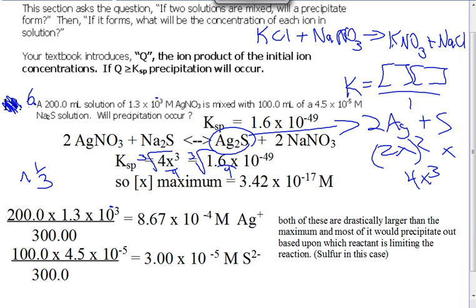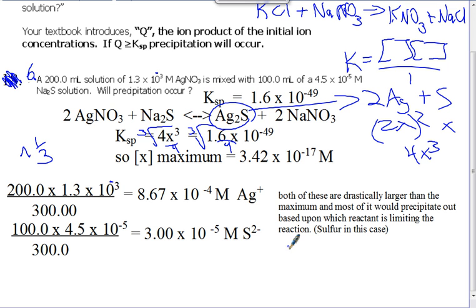Lucy's added silver to your sulfur solution. Lucy's 200 milliliters of 1.3 has now been diluted because of your 100. Here's the molarity of silver. 100 milliliters of sulfur solution has now been diluted to 300. Here's the molarity of sulfur. Do these two molarities exceed the Ksp? We can plug those into the expression and solve.